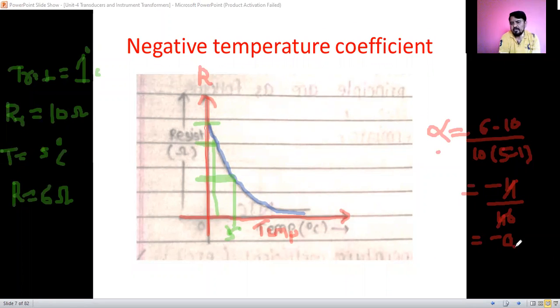Minus 0.1 only, no? 1 by 10, how much is the answer? 0.1. But the answer is in minus here. The minus indicates that it is negative only.